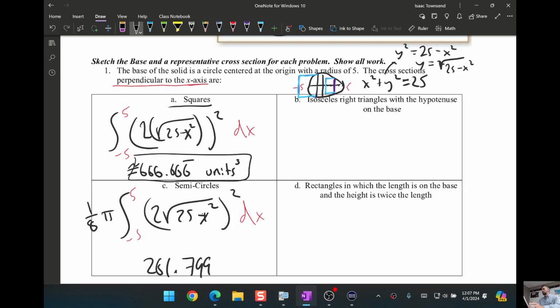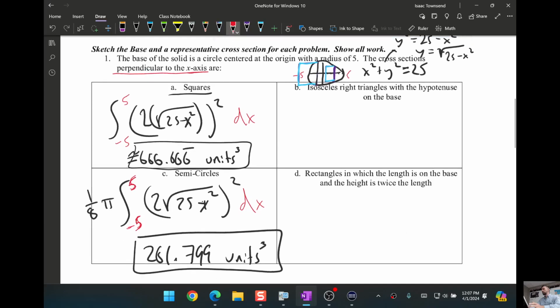Your calculator would type all that, have your calculator do the integration just for time purposes, but it should come out to be that. So all you're changing in each of these questions, or each of these 4, is just a different area formula. Integrating the area gives you the volume.